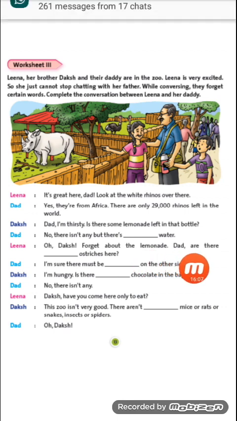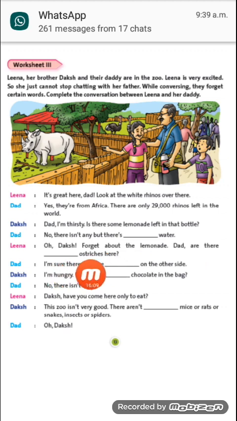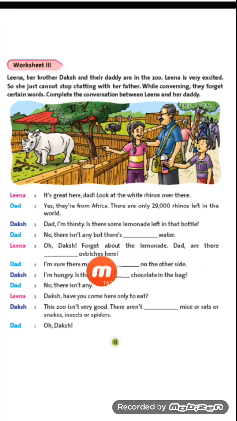Dad, are there some ostriches here? So now he is asking his father, are there some ostriches here in the next part of that zoo? Now ducks is asking his father. Dad, I'm sure there must be many on the other side. Here he is pointing out that there must be many others, means there are so many ostriches here. So he is using here many.